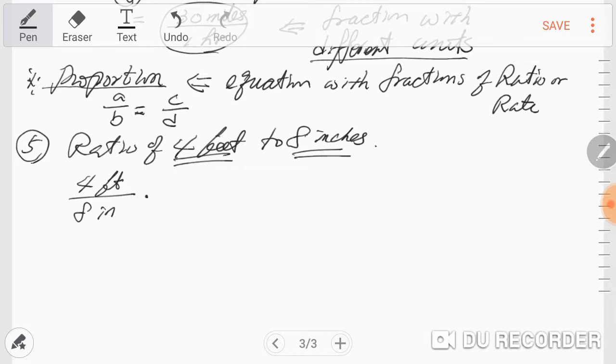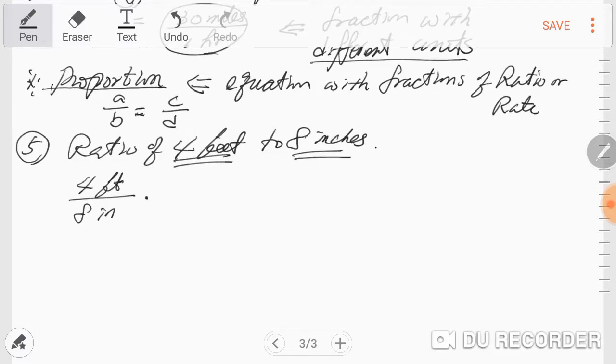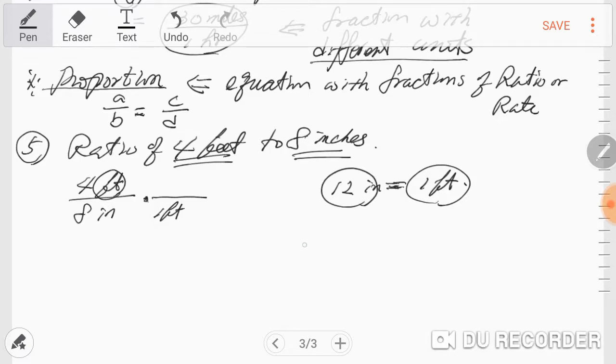This one has different units, so we want to make the same unit. Let's change it into inches. We know that 12 inches is equal to 1 foot, so let's multiply by the conversion rate. The unit feet is in the numerator, so we use 1 foot in the denominator, and then 12 inches will be the numerator.